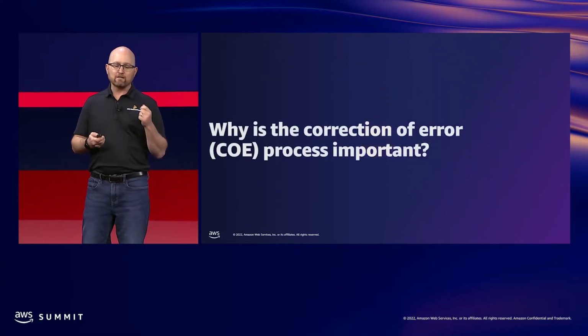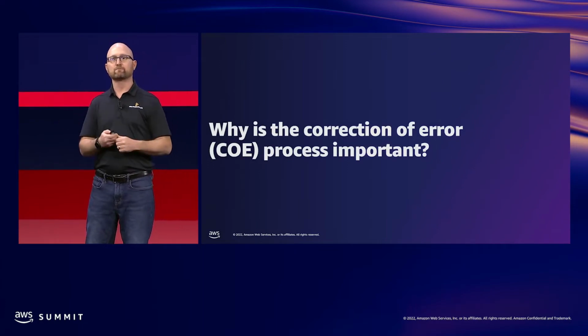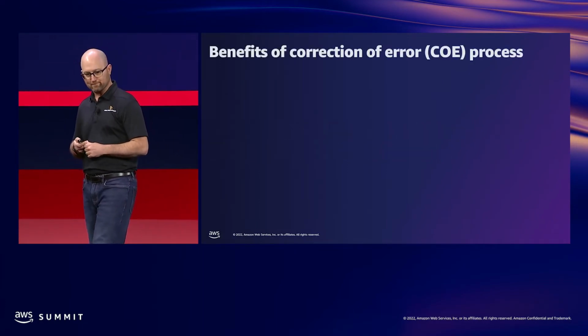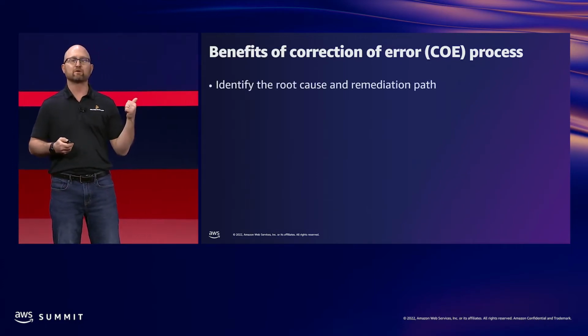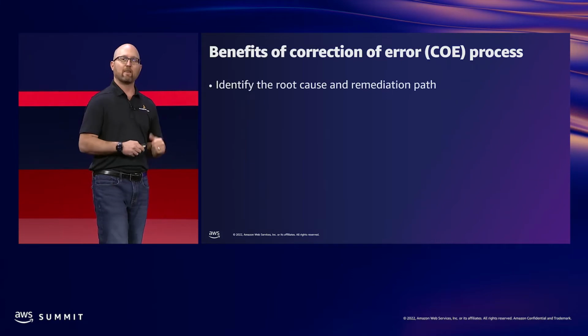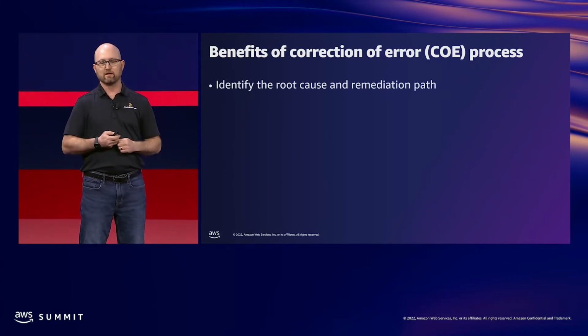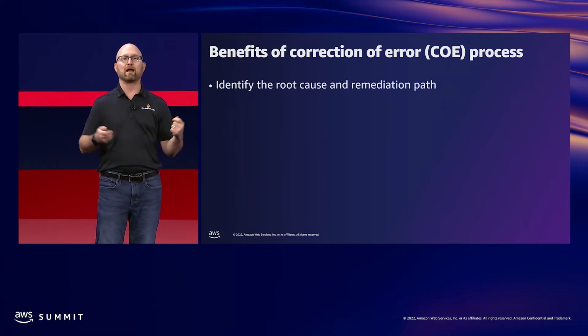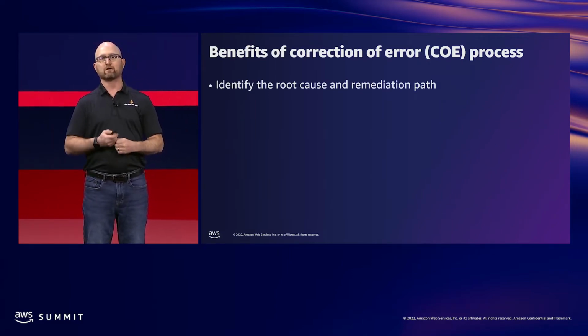So why is the correction of error process so important? This CoE process. Why should we care? Well, the benefits of this correction of error process. The first thing we want to do is identify root cause and the remediation path. That happens most of the time anyway, doesn't it? As something goes out, you've got to figure out what happened in order to fix it. So that's going to take place.